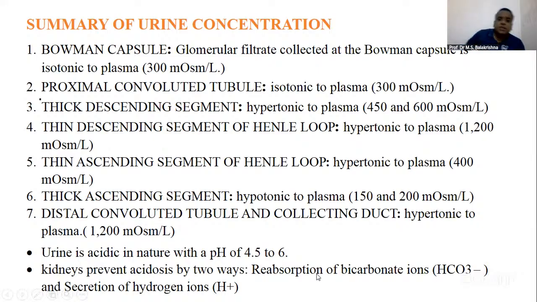So basically, the urine pH is 4.5 to 6. It's slightly acidic. But the kidney prevents acidosis. Otherwise, if the acid is coming out in the form of urine, it will burn. Urine is acidic, but the kidney prevents acidosis by two methods. One is reabsorption of bicarbonate ions. It will take back the bicarbonate ions, and secretion of hydrogen ions. Because of which the pH comes almost towards neutral. These are the two reasons, very important MCQ.